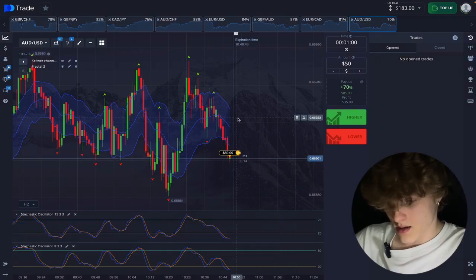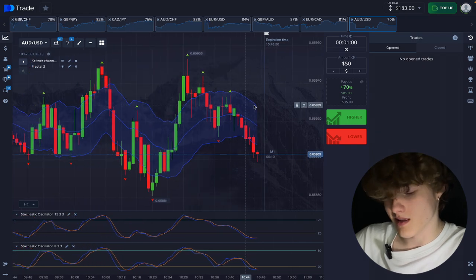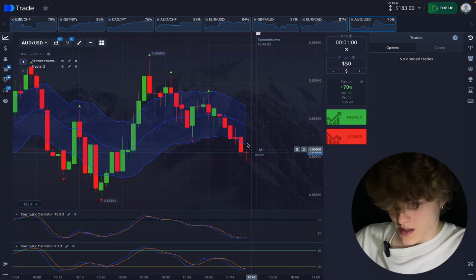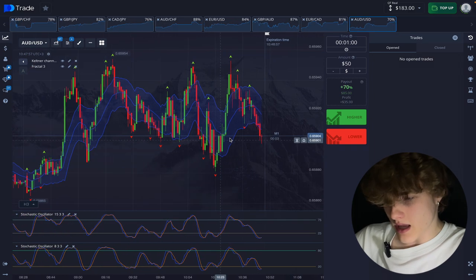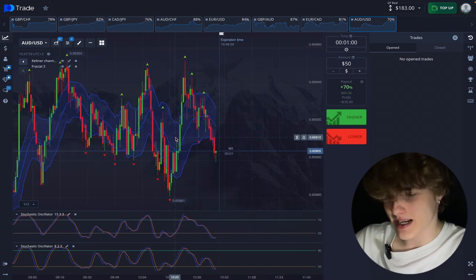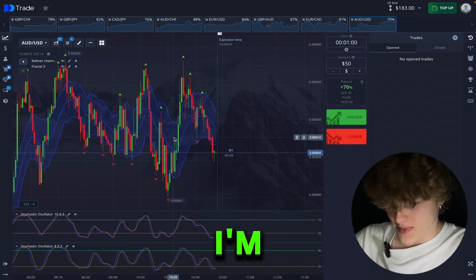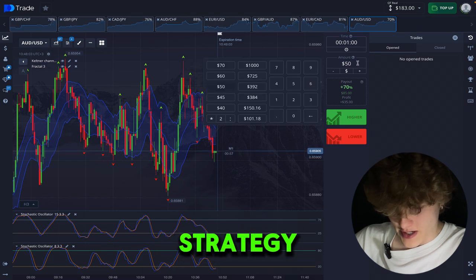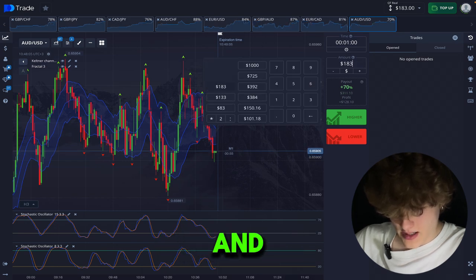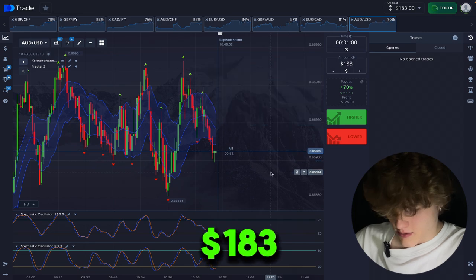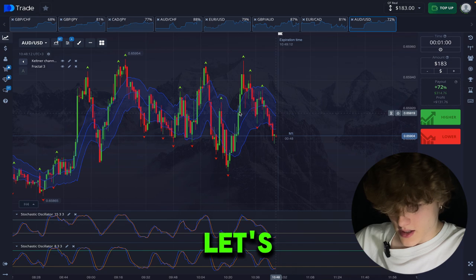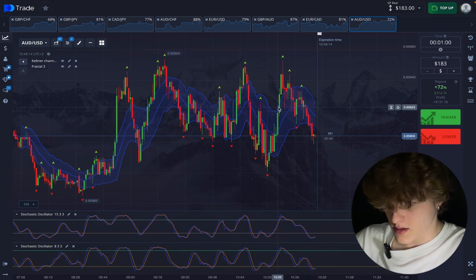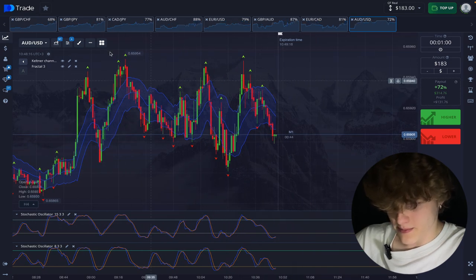Okay, and the trade closed at 0. Overall, a little bit unlucky. As you can see, the exit to the upside is happening, but that's okay. Okay, let me risk my balance now, guys. I'm going to max out my trading strategy today, and I'm going to max out at $183 for now. And let's go ahead. I'm going to pick up the next currency pair.